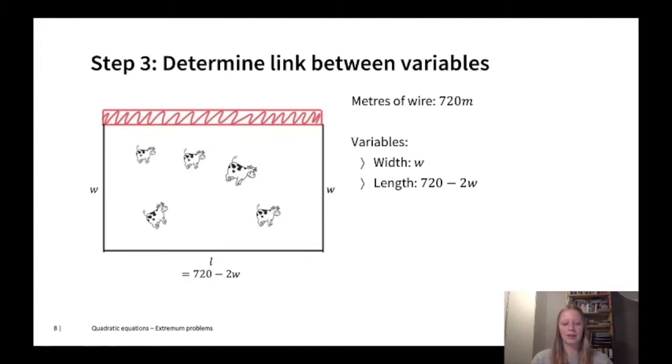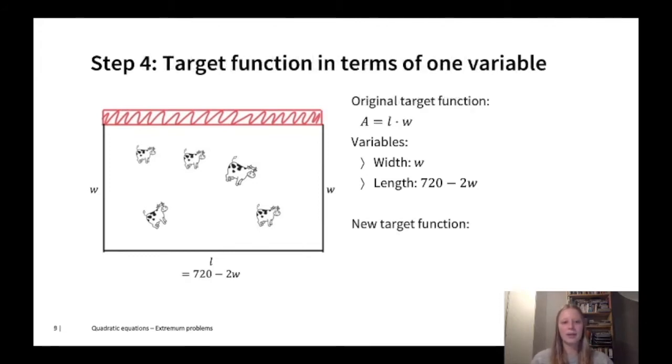So you can see it here on the sketch as well. Now step 4 is to then write the target function in terms of one variable. So our original target function was A equals L times W, and our variables were originally the length and the width, but in the previous step we changed it up a bit. So now our variables are the width, so W, and for the length we found that it is 720 minus 2 times w.